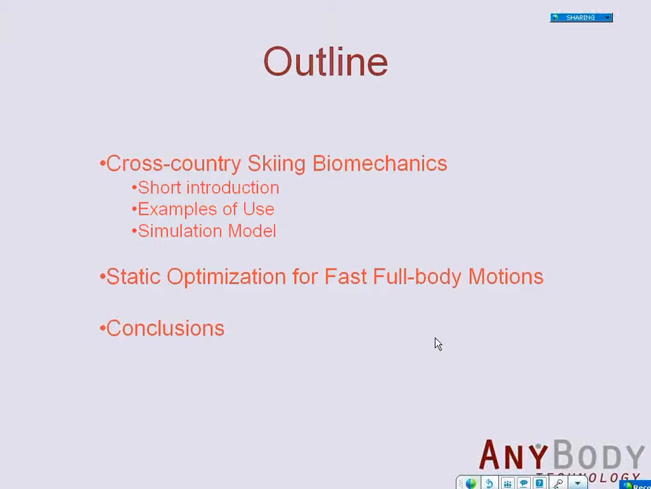The outline for the presentation is: cross-country skiing, a short introduction of the subject; two examples of use for musculoskeletal cross-country skiing biomechanics; and also an in-depth view of my latest simulation model for double poling, including how to drive a 3D body model from 2D motion data. Also some comments on static optimization for fast full body motion, and in the end a couple of conclusions.